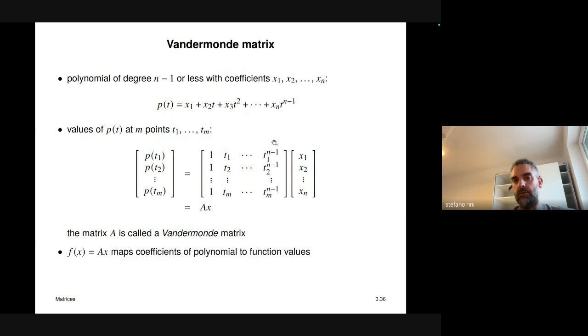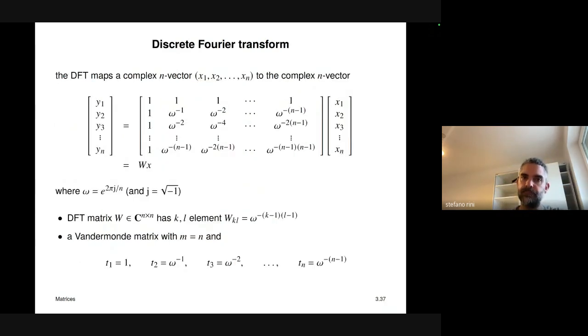It's very natural in the sense that you are flipping the role of the dependent and independent variable here. Usually we think that t is the independent variable, but here x is actually the independent variable. This type of matrix is called a Vandermonde matrix, okay? Basically, f of x equal to A of x maps the coefficients of a polynomial to certain function values. So now your inputs are the coefficients of the polynomial, and the t's are the points at which the polynomial is evaluated.